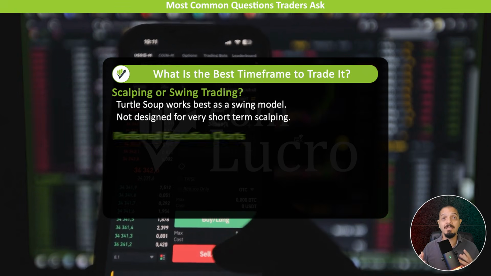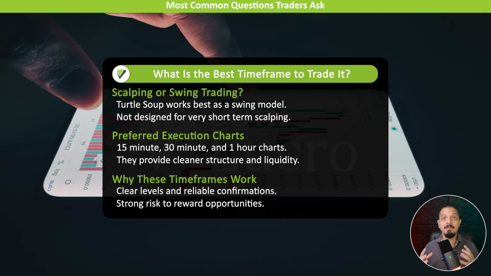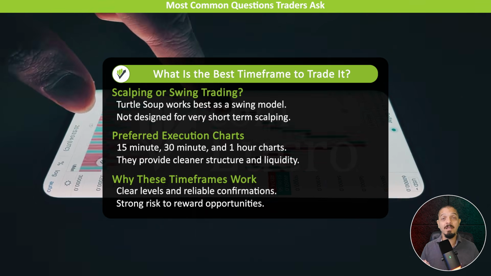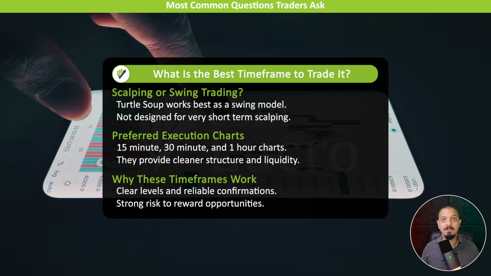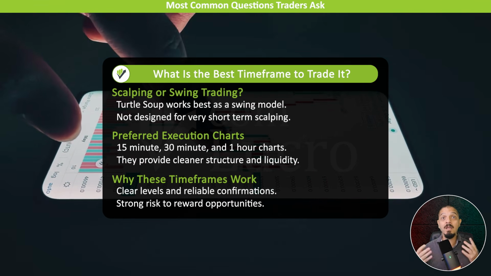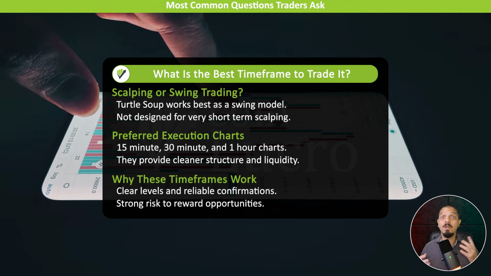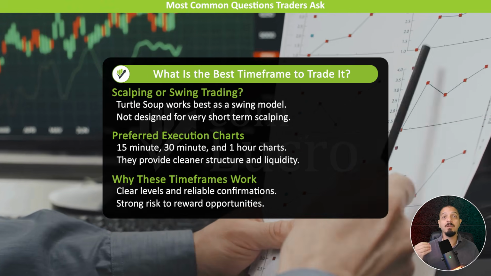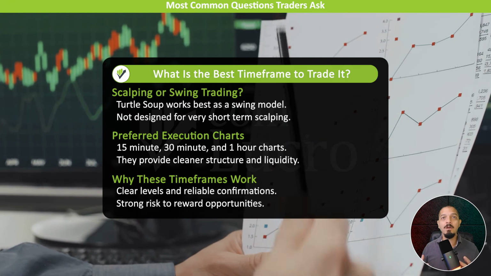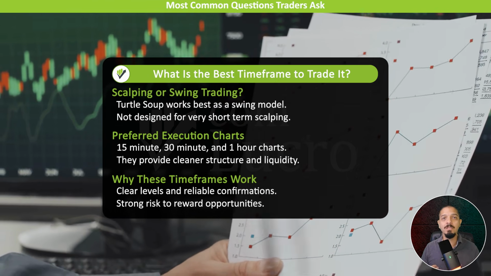So, what is the best time frame to trade the ICT turtle soup? From experience, this strategy tends to work best for swing-style trading rather than very short-term scalping. Because of that, the most effective execution timeframes are typically the 15-minute, 30-minute, and 1-hour charts. These timeframes provide enough structure, clear liquidity levels, and cleaner confirmations, while still offering strong risk-to-reward opportunities.